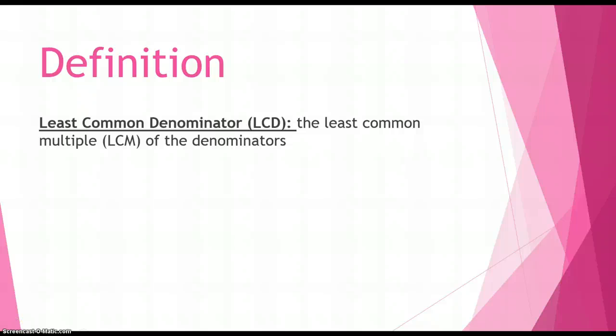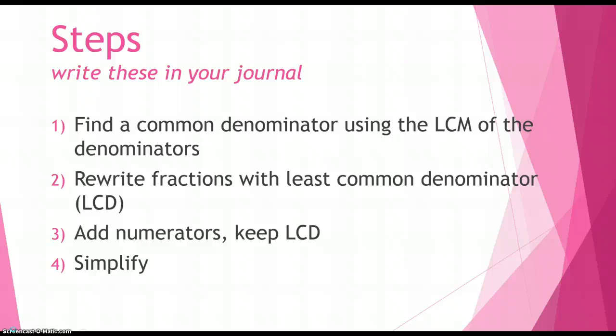Now under this definition, we're also going to write a few steps on how to add and subtract fractions with different denominators. So these are also going to be written in your journal. Write them right underneath the definition you just wrote down. So number 1 would be find a common denominator using the LCM of the denominators. So we're going to find the least common multiple of the two denominators we start with. If we struggle with that, go back to your notes on LCM. That's a good place to look for that.